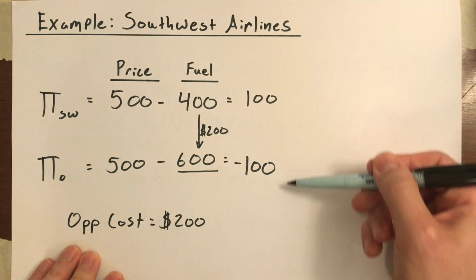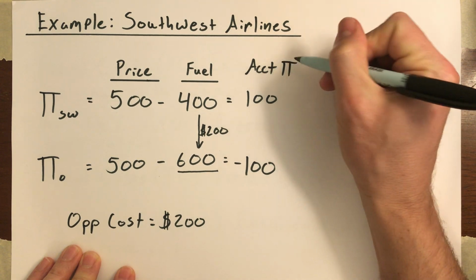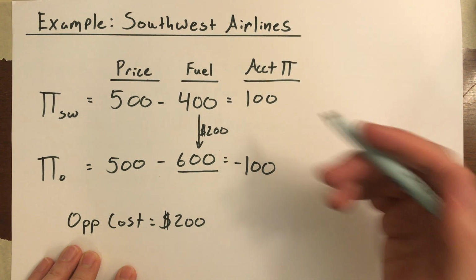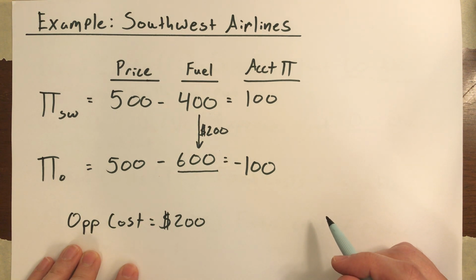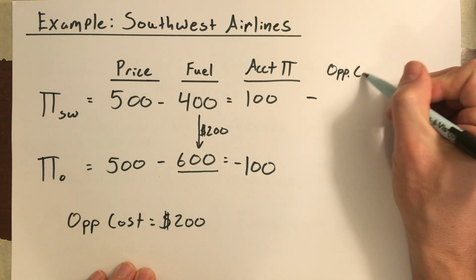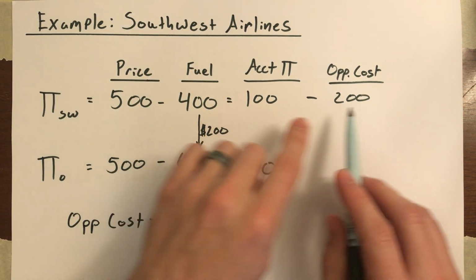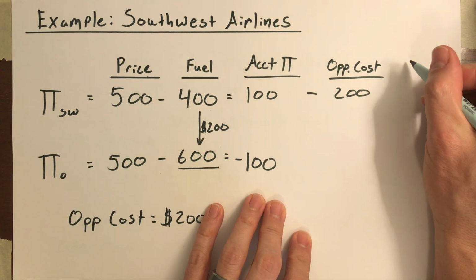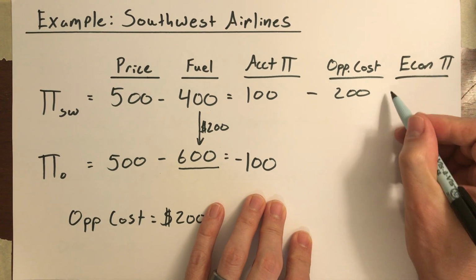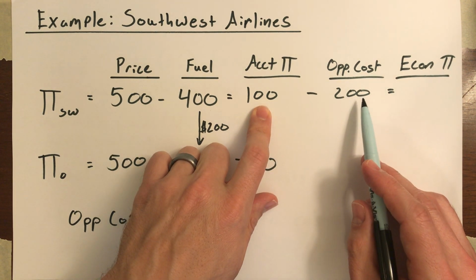So if you're just looking at these numbers here, which are the accounting profits, it looks like Southwest Airlines is earning a nice, healthy profit on each flight. But now, if you subtract out the opportunity cost of $200 from those accounting profits, what do you have? Now you have the economic profits. Those economic profits are equal to the $100 in accounting profits minus the $200 in opportunity costs.